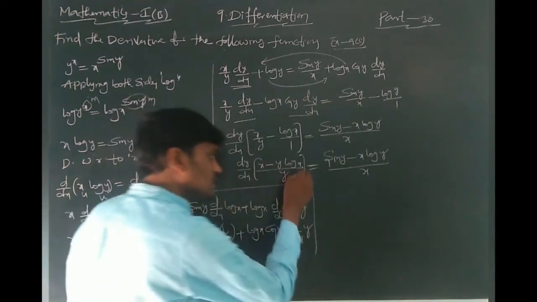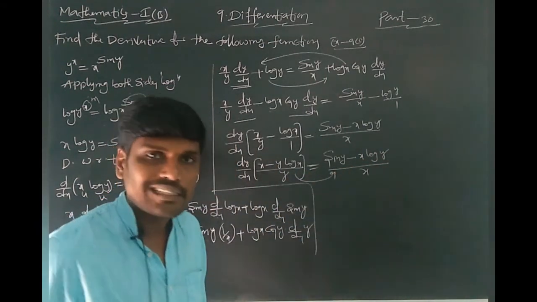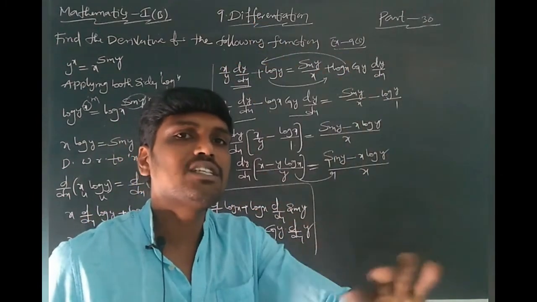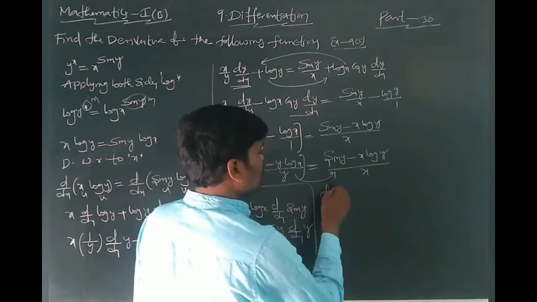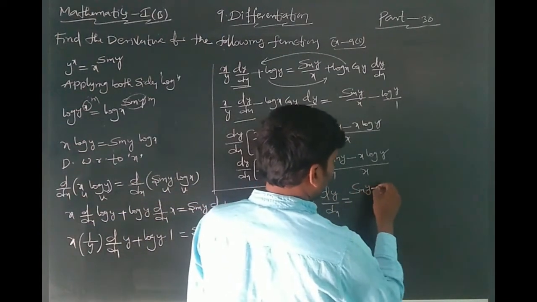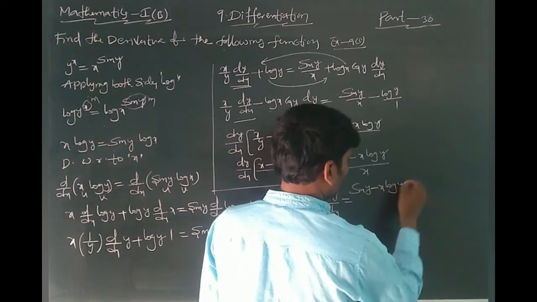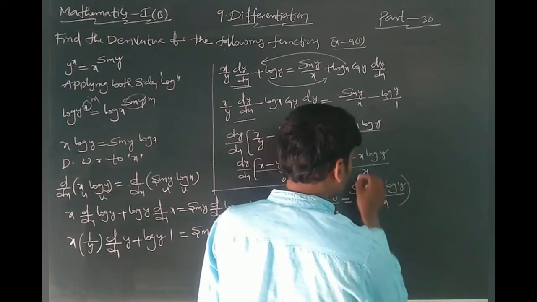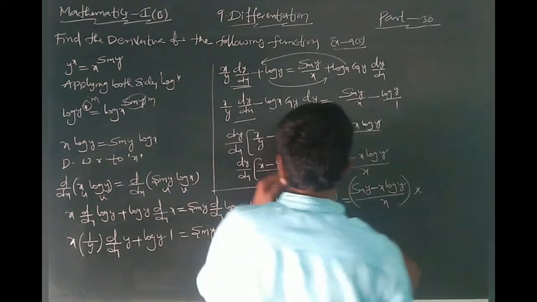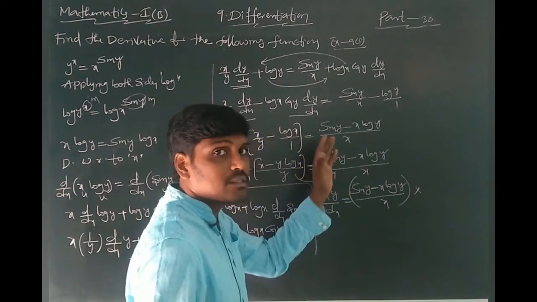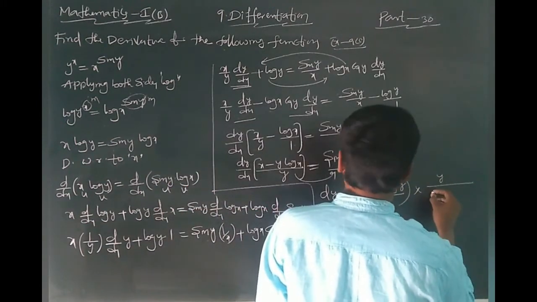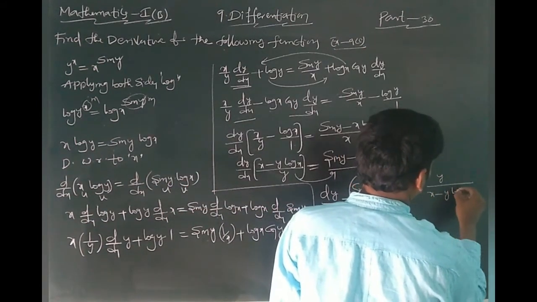After that, this term goes to the right-hand side. This numerator goes to the right-hand side as the denominator. Interchange numerator and denominator. You get dy by dx is equal to what? (Sin y minus x into log y) whole by x into the interchange, nothing but you can write x minus y log x by y, that you can write as y by x minus y log x.